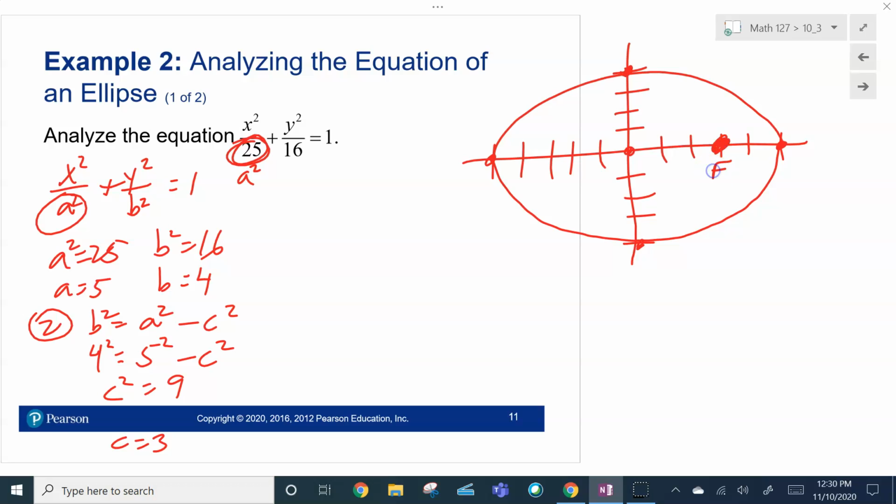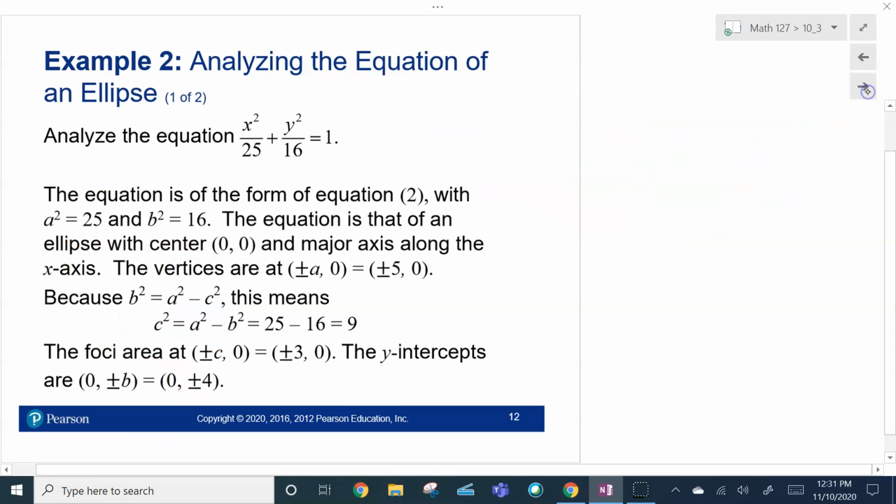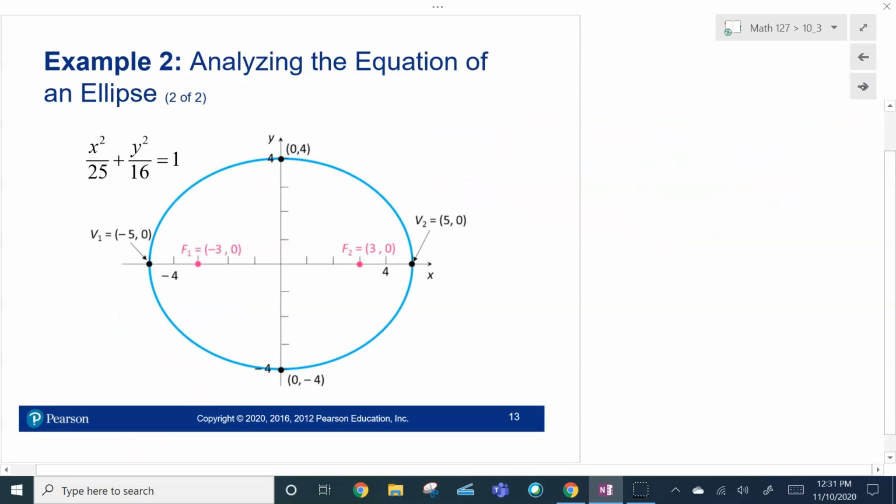I'm going to put my focus right there. So there's my vertex at (5, 0) and the other vertex at (negative 5, 0). Maybe I want to call those vertex 1 and vertex 2. Focus 1 is at (3, 0), again a c distance away. So focus 2 would be at (negative 3, 0). My co-vertex is up here, a b distance away, 4 units, so (0, negative 4) is my other co-vertex. So we can kind of draw that. There's a better picture of that thing.